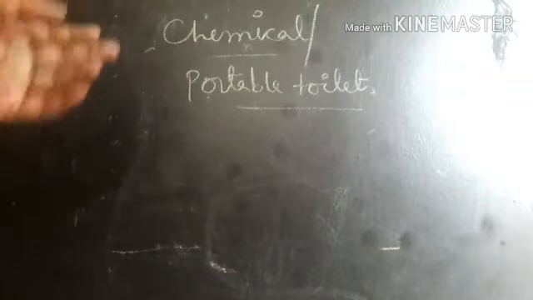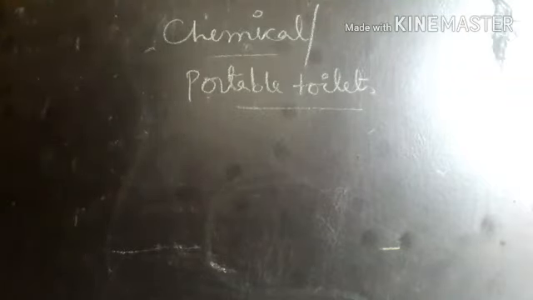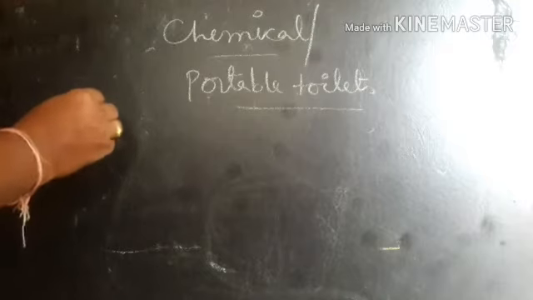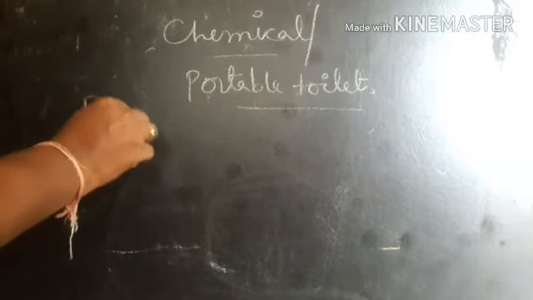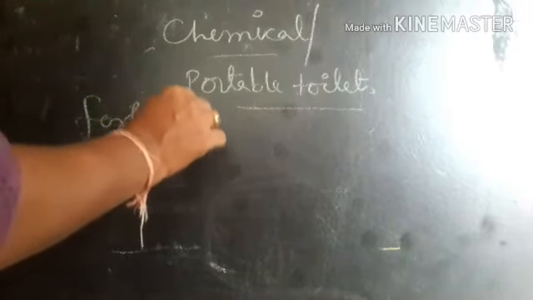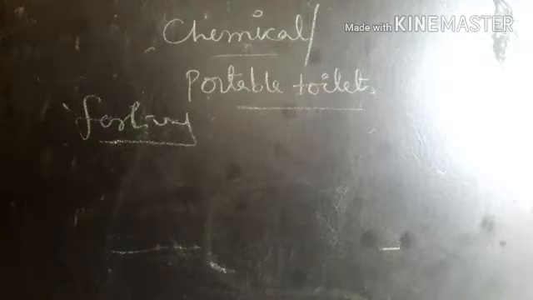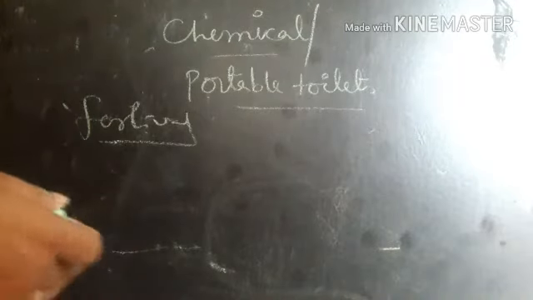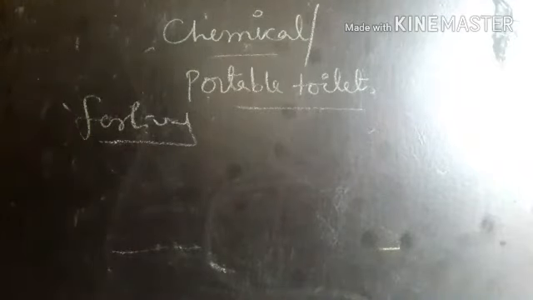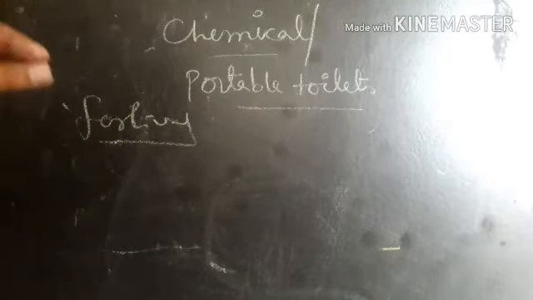For example, this kind of toilet can be seen in areas where a festive season is going on, at festivals, where a huge crowd is gathering. If a huge crowd is gathering, then it is not possible to construct toilets there, so we can use the chemical toilet, or otherwise the portable toilet. All the portable toilets are chemical toilets. Why?